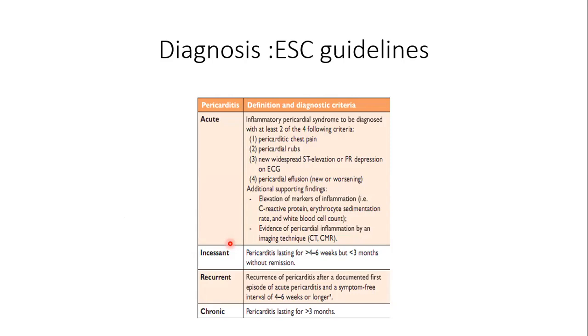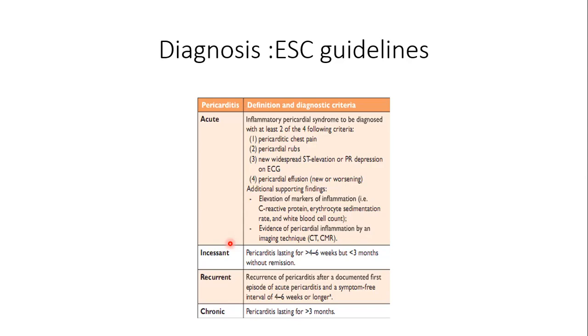So the patient should have pericarditic chest pain, and a pericardial rub on auscultation, that's one of the signs. Then on ECG, widespread ST segment elevation or PR depression. And when echo is done, you pick up a pericardial effusion. Is it a new pericardial effusion or a worsening pericardial effusion? So any 2 of these.